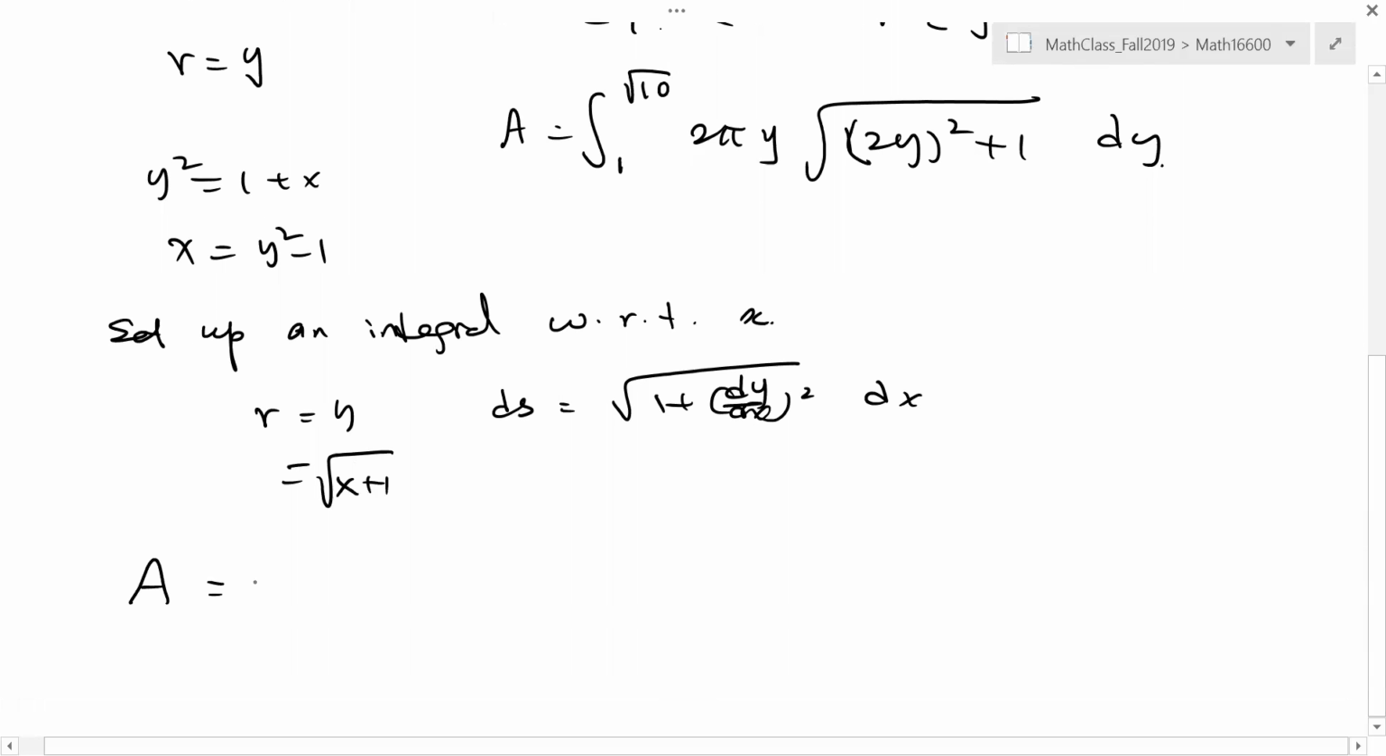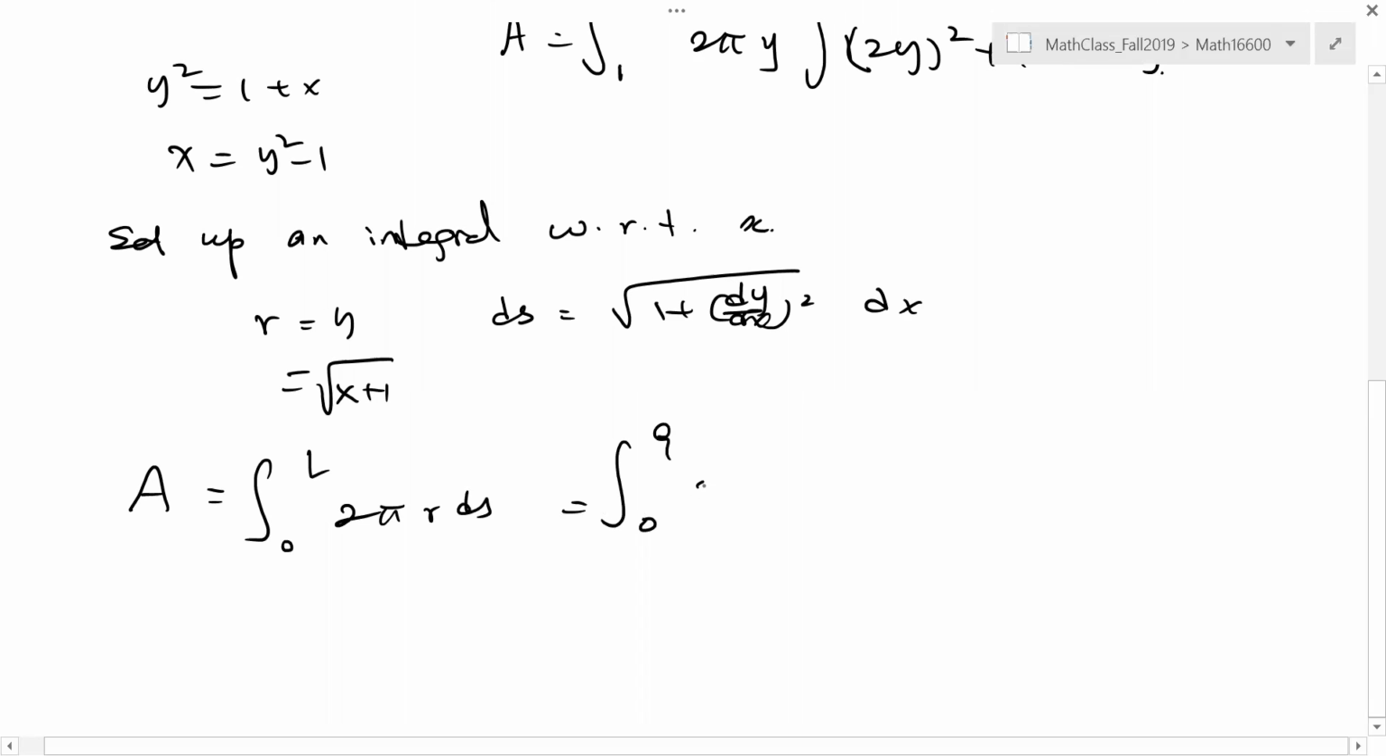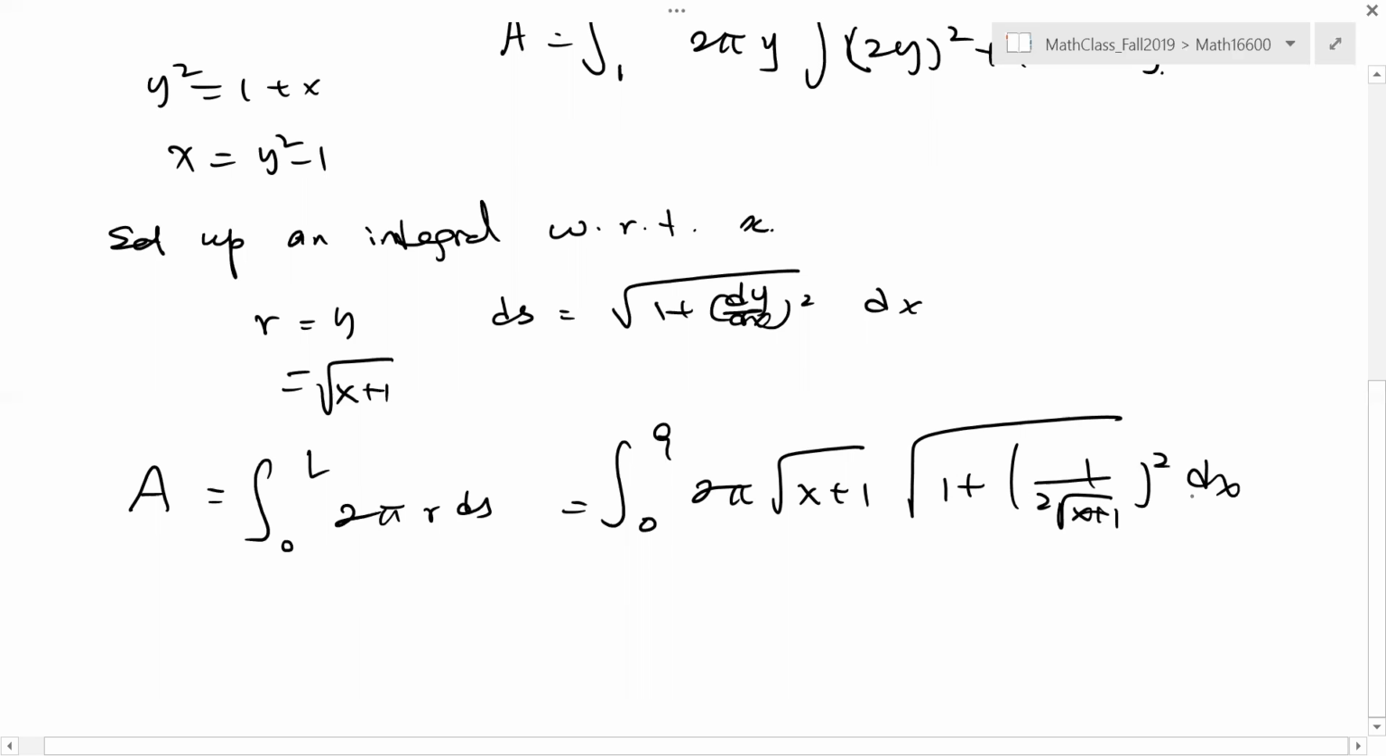Then the integral is 2 pi r ds, right? Let me write this again, changing it to the variable x. x is from 0 to 9, 2 pi, and what is r? r is the square root of x plus 1. Then plus the derivative of y with respect to x, squared, will be this. It's more complicated, right? But it can still be evaluated. You don't need to waste time evaluating this integral.